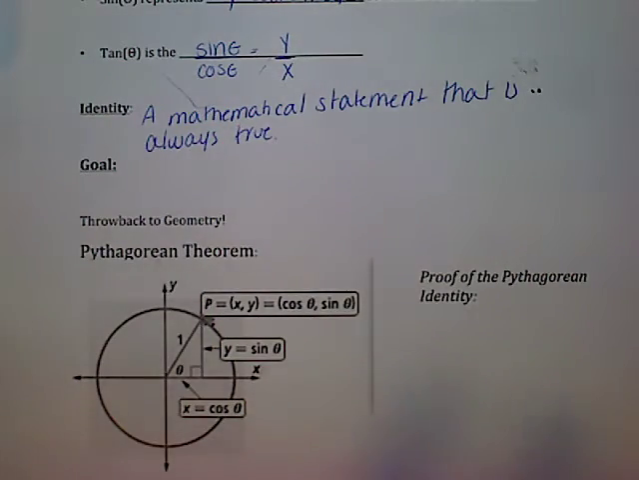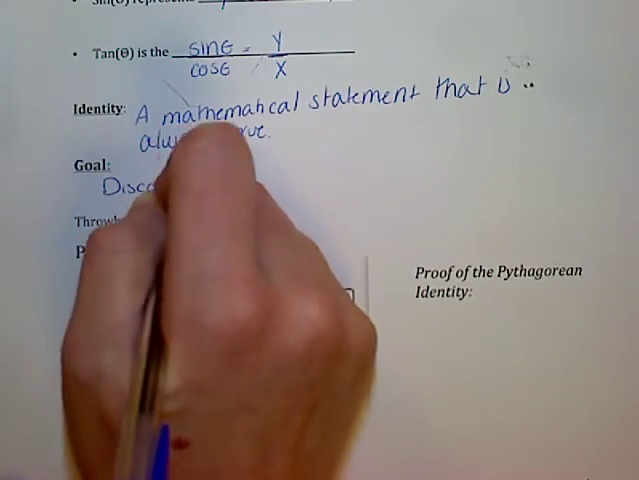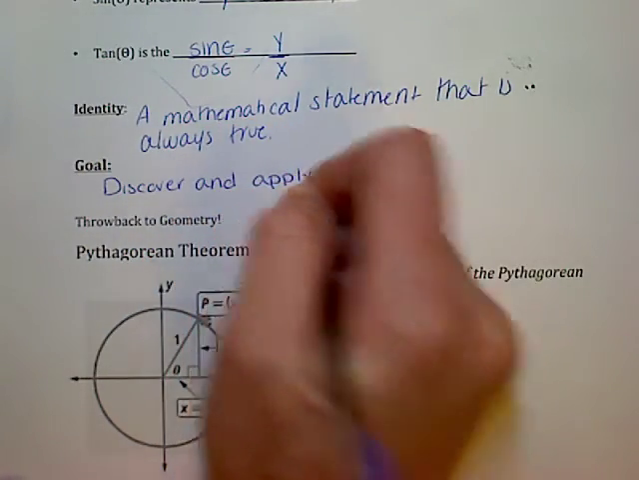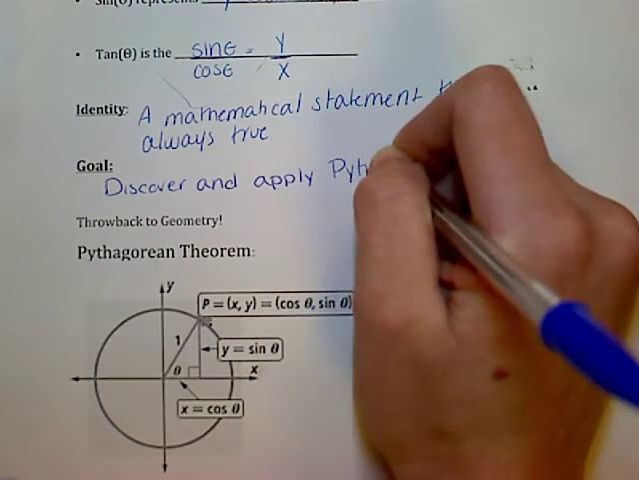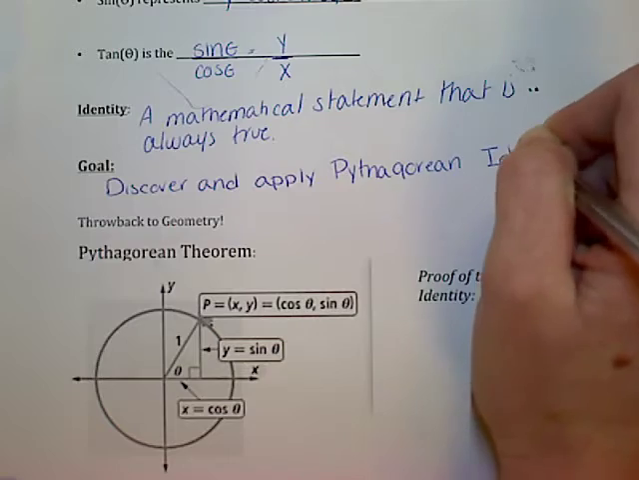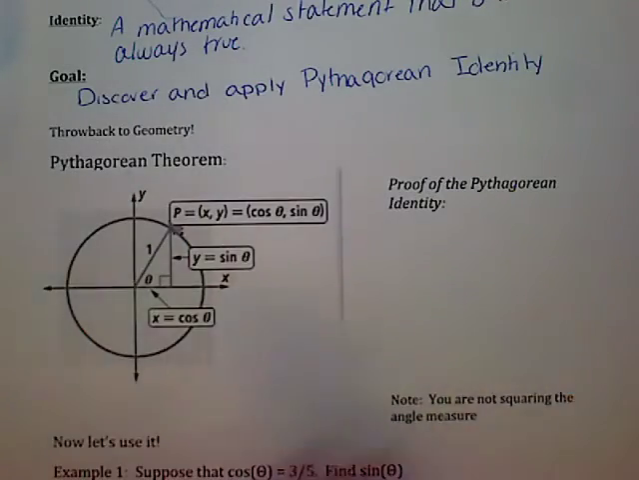And our goal in this video is to discover and apply a particular identity called the Pythagorean identity. And it's actually going to be related to the Pythagorean theorem, which you hopefully remember from geometry.